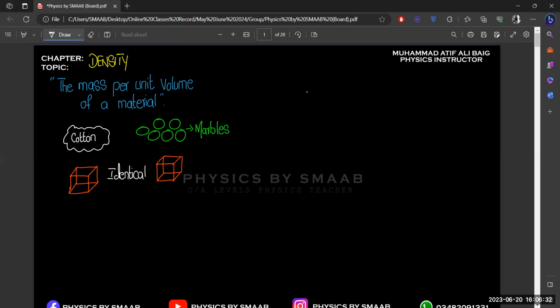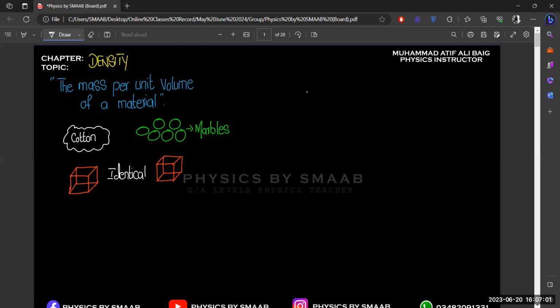After filling the cotton and the marbles in the boxes individually, what will happen next? If we want to compare which box is heavy and which box is light, which box will be heavier? The box containing marbles. Yes, the box containing marbles will be much heavier, right? And what is the reason? Because we are taking the same boxes, the volume of the boxes is the same.